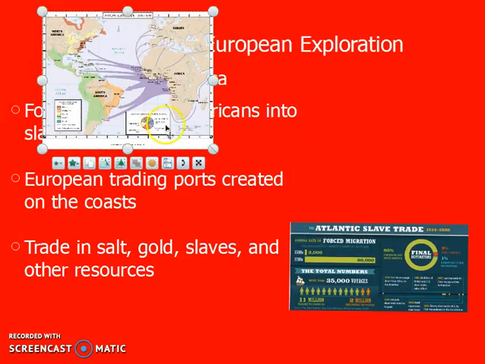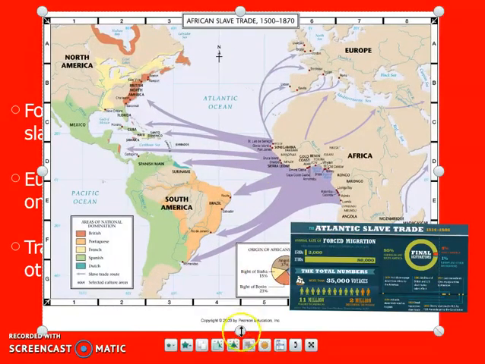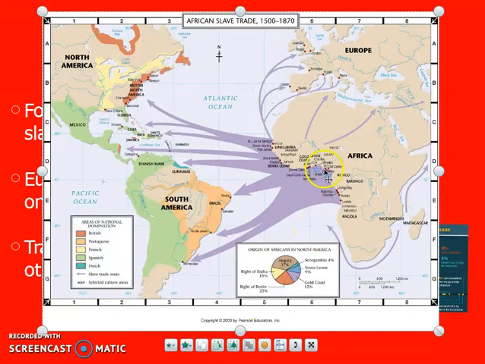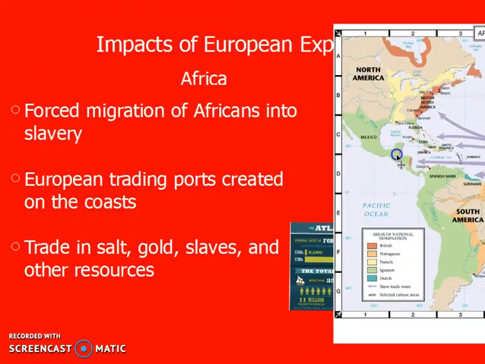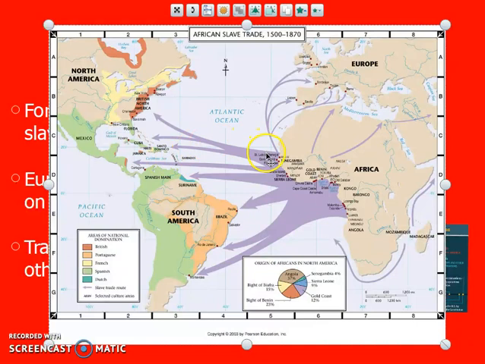When I pulled this map, it shows where these people were going, right? So the vast majority of them are taken out of sub-Saharan Africa. The Sahara is up here. In these trading ports, like the second bullet says, they create trading ports. They create cities on the coast. Each of these is a name of a European trading port where people were then pulled onto ships and brought to the New World.